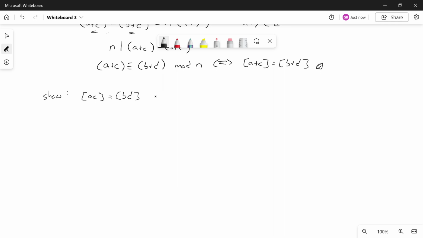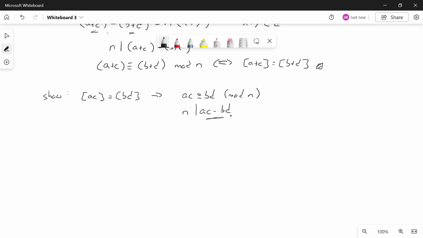And what exactly does this mean? Well, if this is true, what needs to be true? Well, I should actually write this out in full. What this means is AC is, in fact, congruent to BD mod N, which again means N has to divide the difference between the two, so AC minus BD. So we want to get to this point.